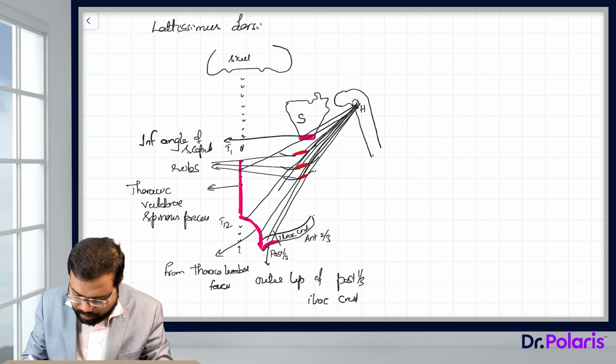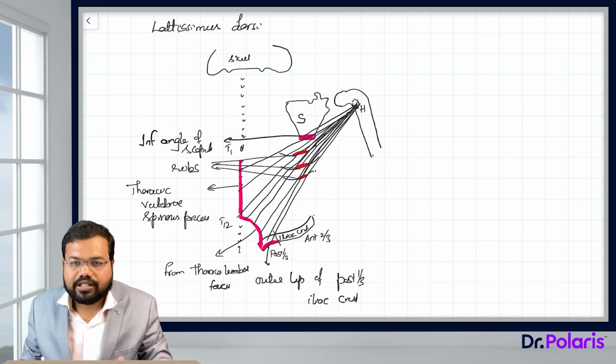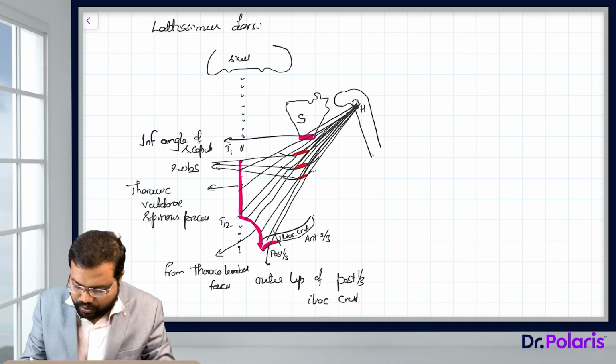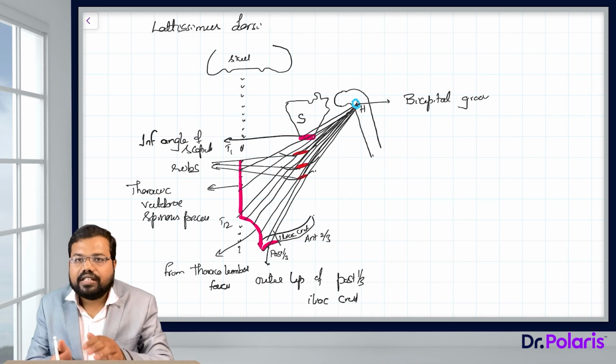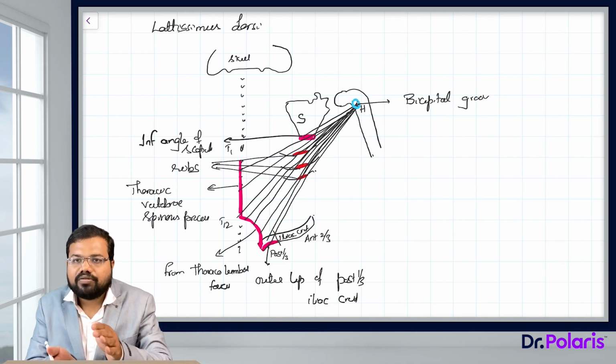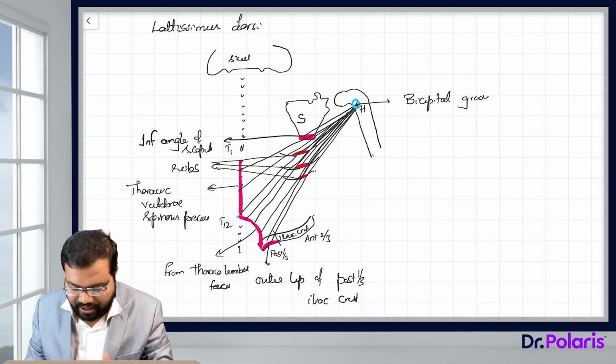From all the origin points, it will be inserting towards the intertubercular sulcus or the bicipital groove. So insertion is the bicipital groove. While inserting, these tendons will be shifted, where the upper fibers will become lower and the lower fibers will become upper, and then inserts. That's about this latissimus dorsi.